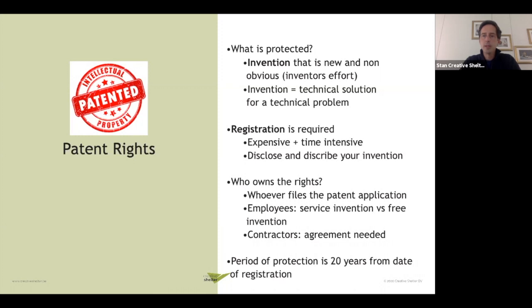So I hope this is clear. So it's something technical. It's a technical solution to a technical problem, and it needs to be new and non-obvious. So in short.